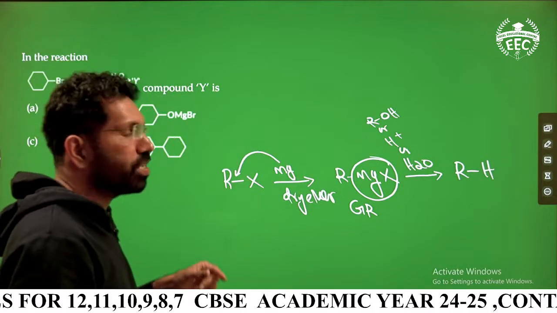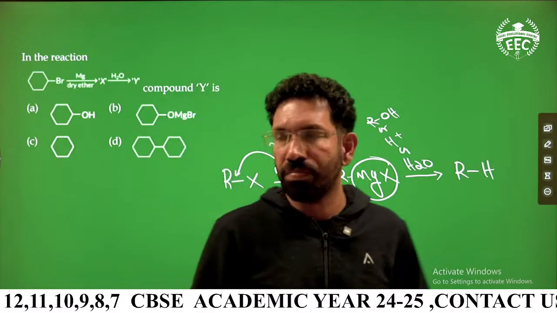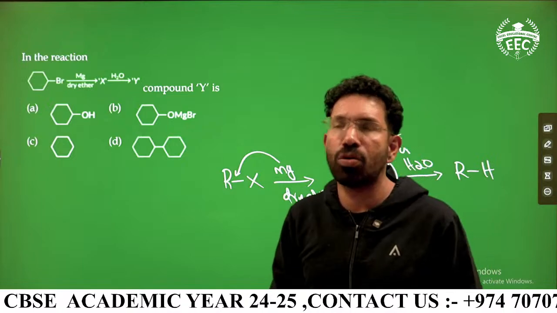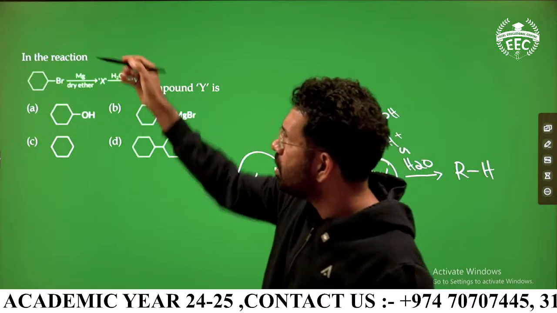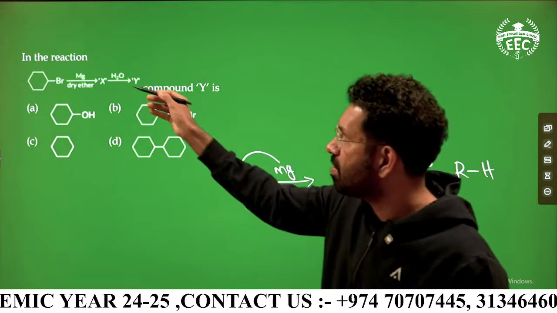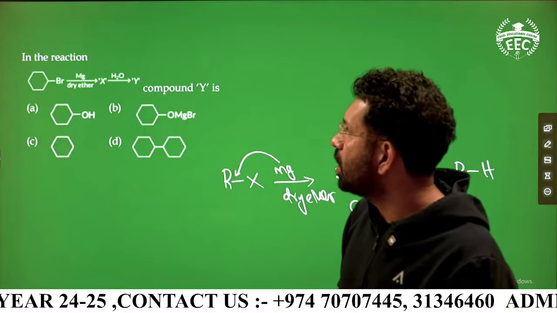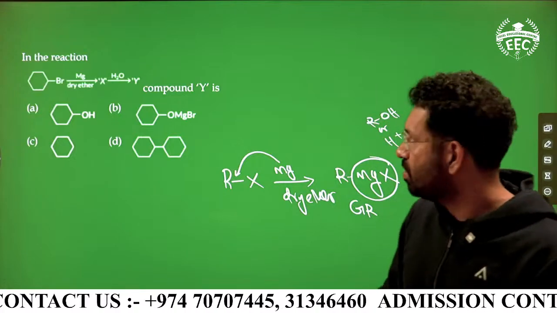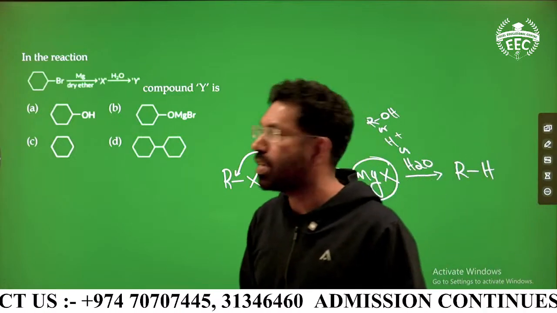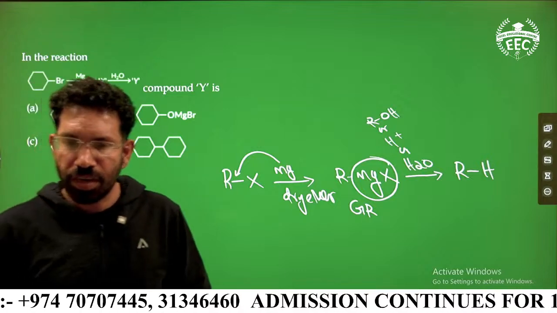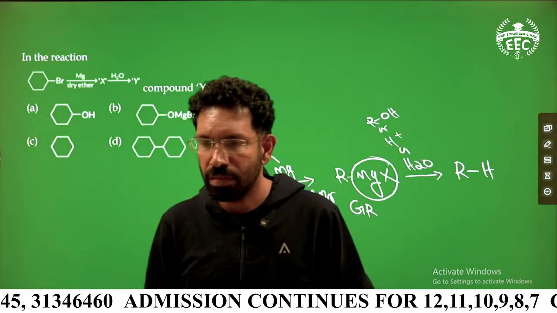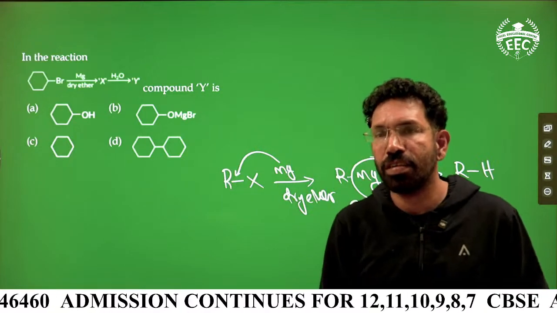Now coming back to the question. This is a cyclohexane ring with bromine, treated with Mg in dry ether to give X, and then H2O gives Y. The compound Y is? Can anybody tell me the answer? Easy question. Just compare and do it. What's your answer? Tell me the answer fast.